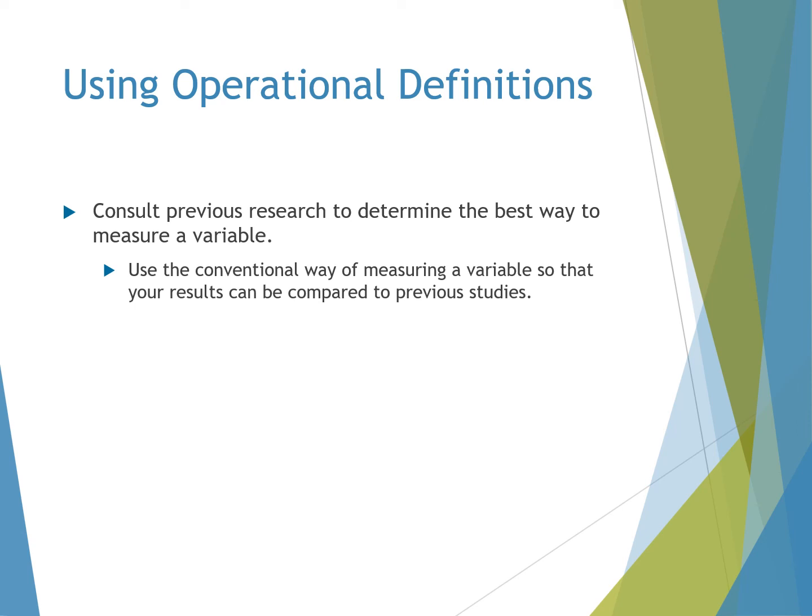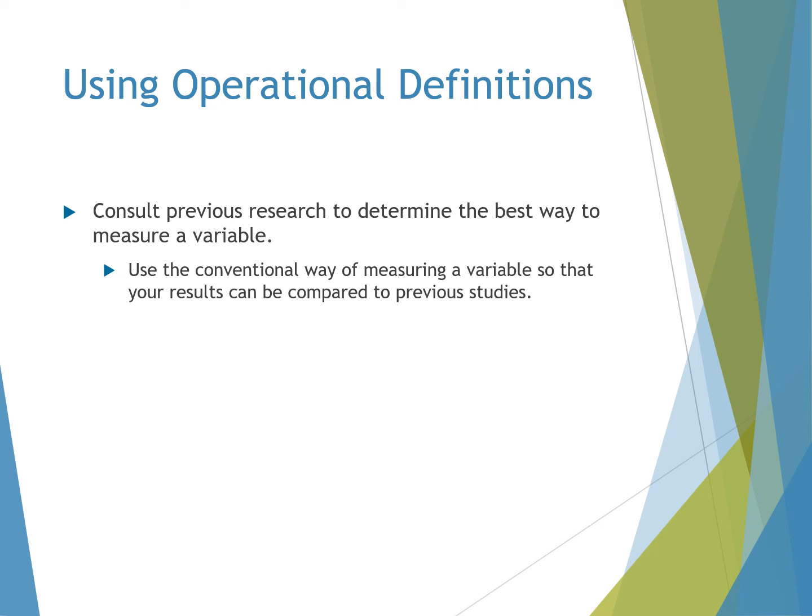So when we use operational definitions, one of the first things we want to do is consult previous research to determine the best way to measure a variable. So yes, we can make up these operational definitions, but if there is already a standardized measure for the construct that you're studying, it's much better to use that standardized and well-accepted measure than to create one of your own that you don't know how good it is. So if we use the conventional way of measuring a variable, it gets us a standardized and well-tested measure of your variable. It also allows you to compare your results to previous studies.